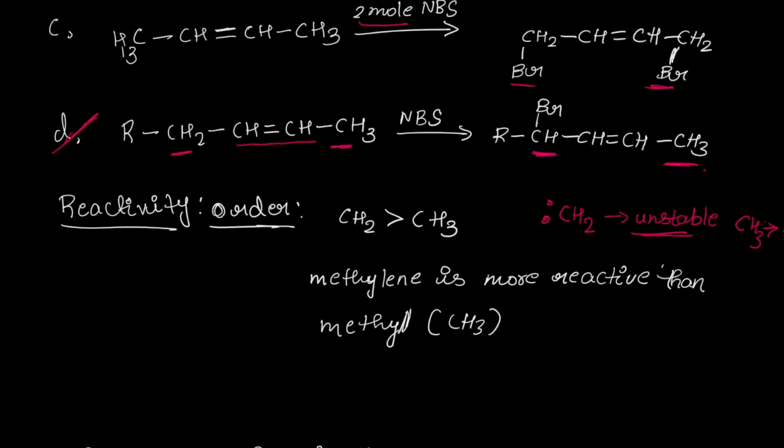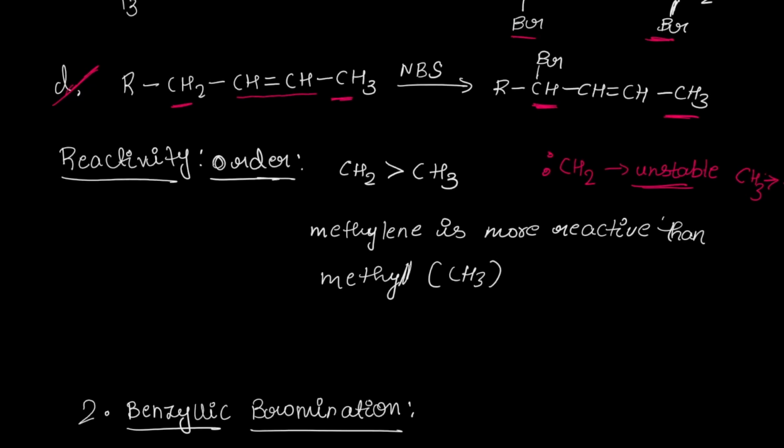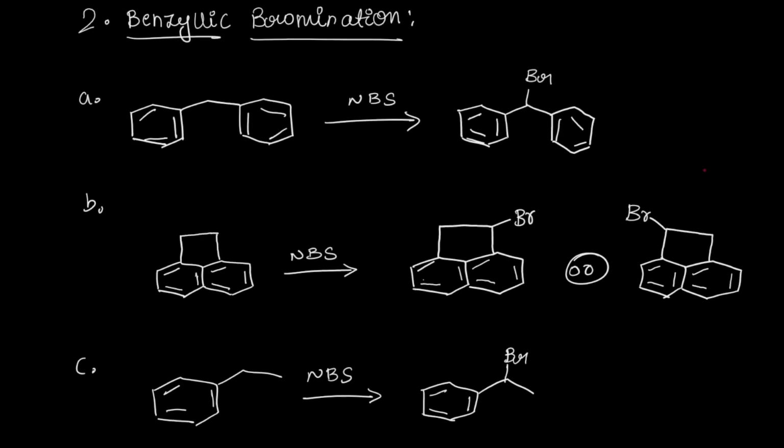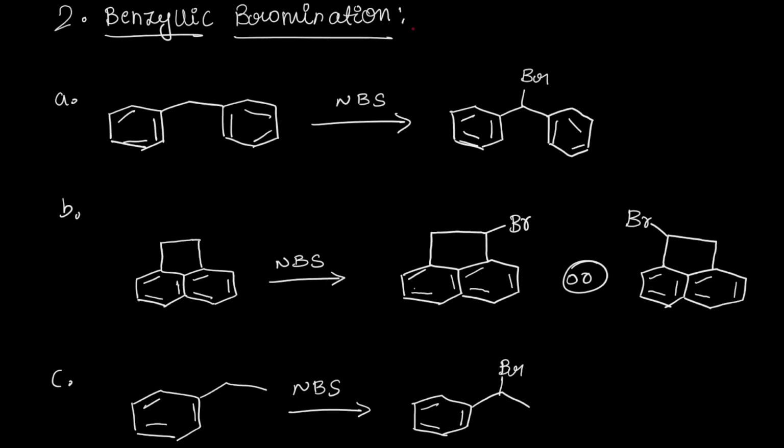So this is all about allylic bromination. And as I said, the next application of NBS is benzylic bromination. As I said, the adjacent carbon atom which is attached to the benzene ring is called the benzylic carbon or benzylic position, which is this one. So in the presence of NBS, the bromination takes place at this position by the abstraction of hydrogen.